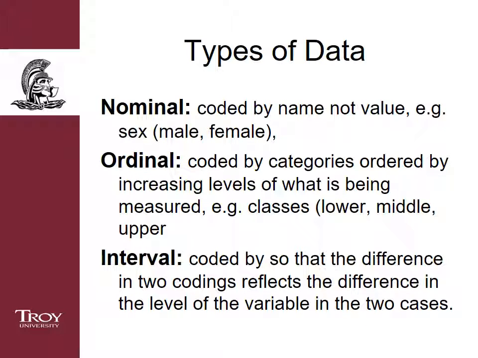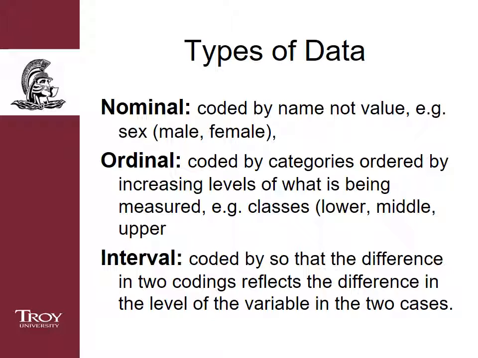Okay, now there's types of data, and the books cover this ad nauseam. We have nominal data, ordinal data, interval data. There's also something called ratio data. Nominal data is stuff that's coded by name. It doesn't have a value, and the classic one is gender, right?